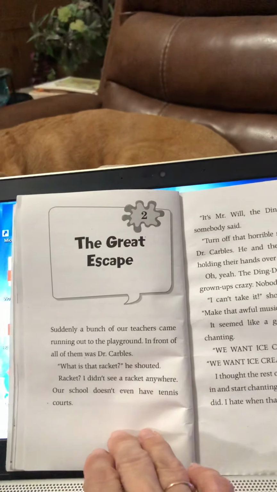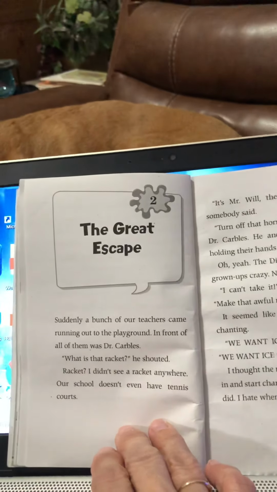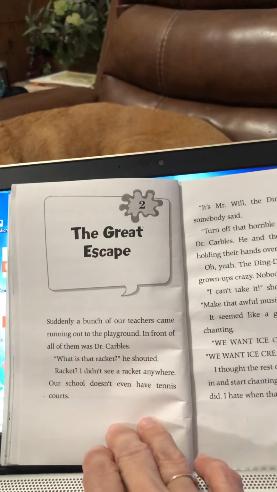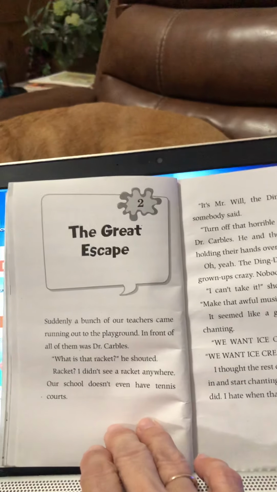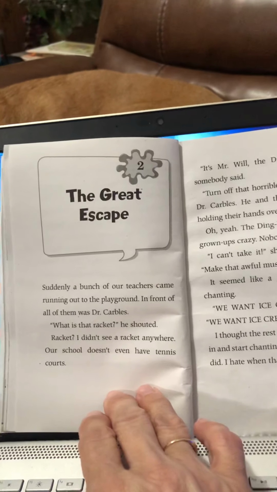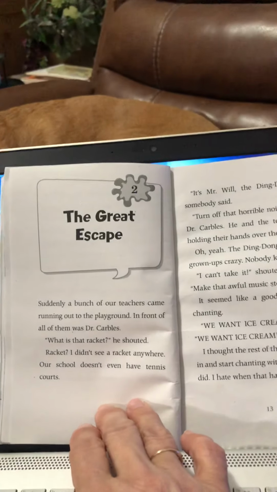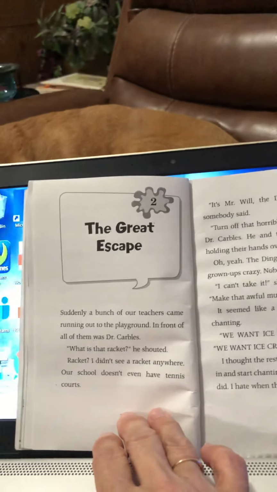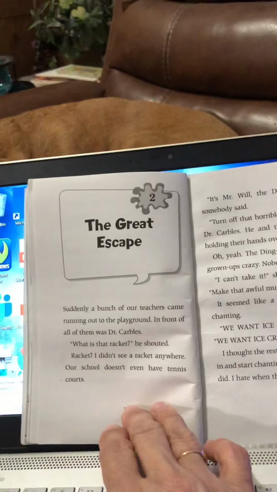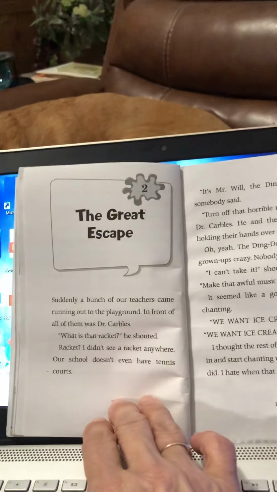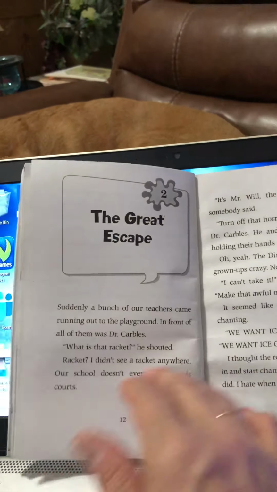Guys, as I am reading, if I see a word that has a prefix or a suffix, I'm going to point those out to you. I'll tell you that there are probably going to be more words with a suffix than there are a prefix. I've looked through the chapter and that's kind of what I began to see. So I'm not going to stop and make a big deal about pointing it out because I don't want you to lose the fun and exciting meaning of the story.